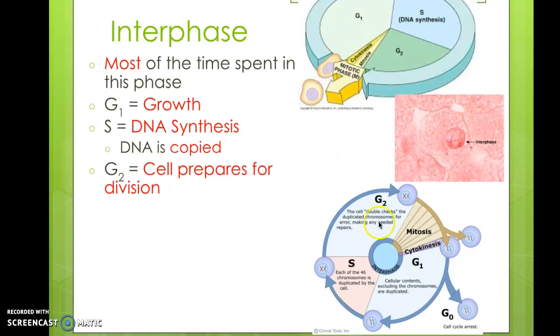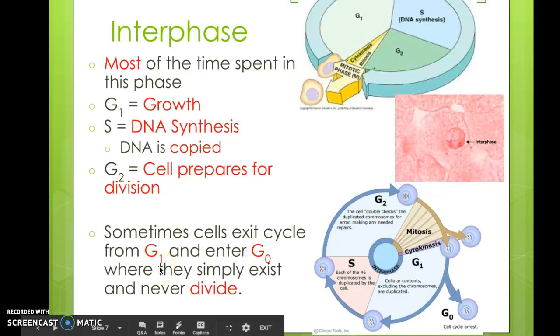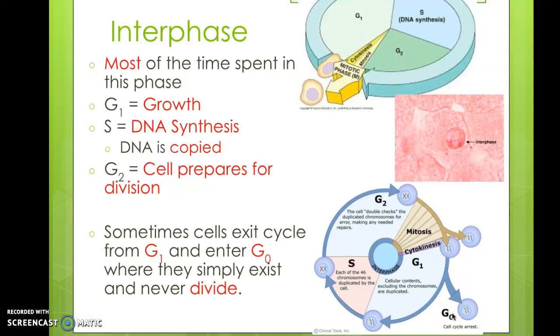Then during G2, right here and right here, the cell prepares for division. So you're double checking chromosomes, making needed repairs, making more organelles. The cell is also going to be growing just a smidge. So sometimes the cell is going to be entering this thing called G0 from G1. That's what it's showing right here. And they're just not going to divide. They're just going to be there.